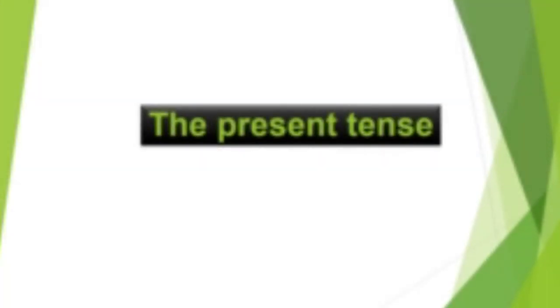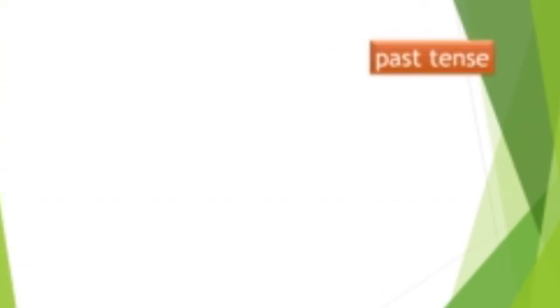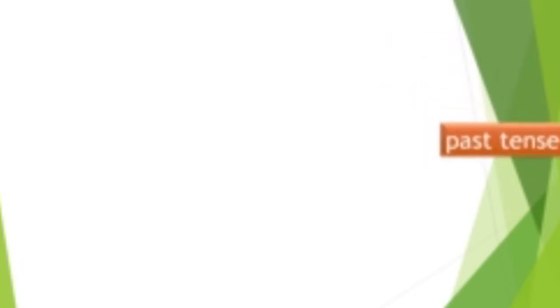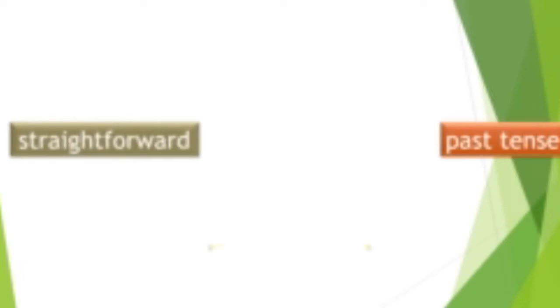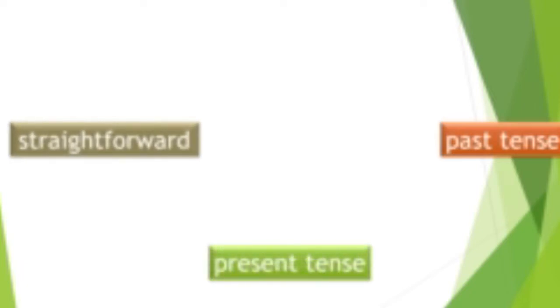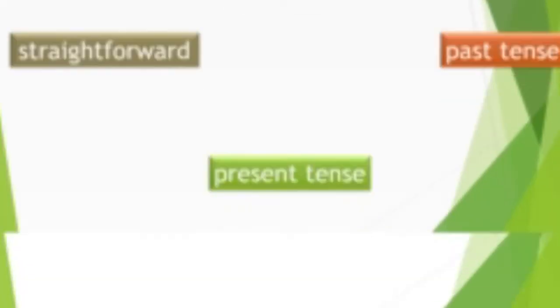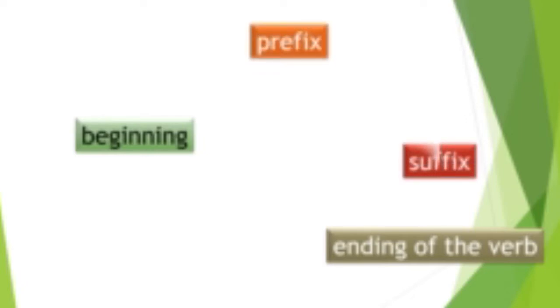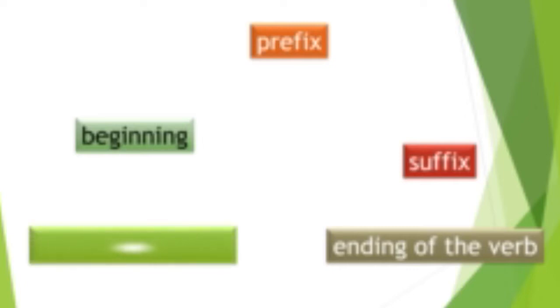The present tense. Conjugating verbs in the past tense is relatively straightforward, but conjugating verbs in the present tense is a bit trickier. Instead of changing only the ending of the verb, you must also alter its beginning. In other words, you need to be familiar not only with the suffix, but also the prefix that corresponds to each personal pronoun.